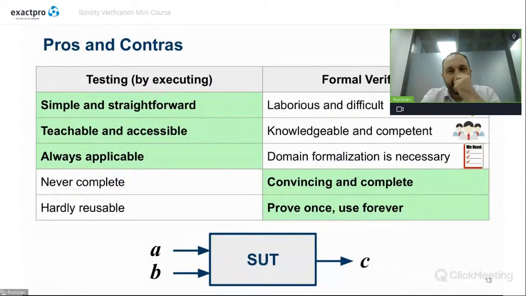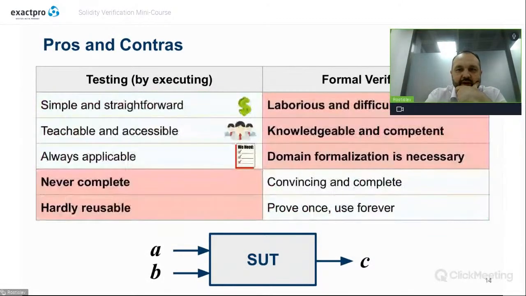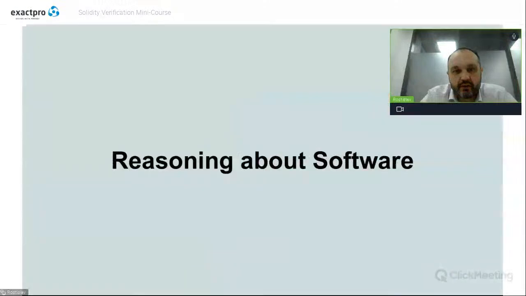So that's about the positives. And the negatives we already mentioned. Contrary to testing, formal verification is difficult, requires a knowledgeable team and requires domain formalization, but testing on its side is not perfect either, because it's never complete and hardly reusable. That's the end of our first section.